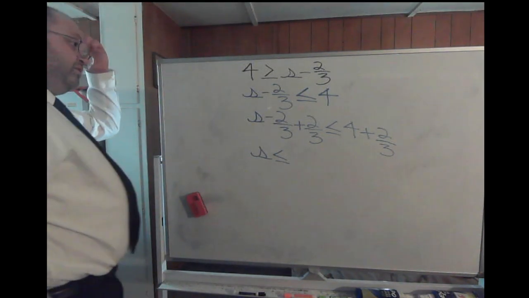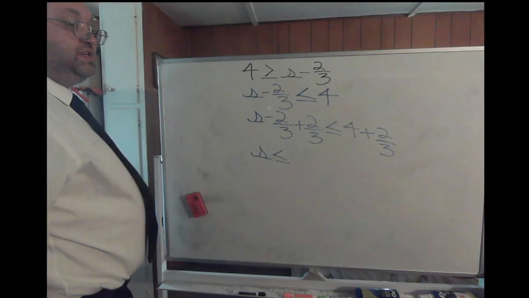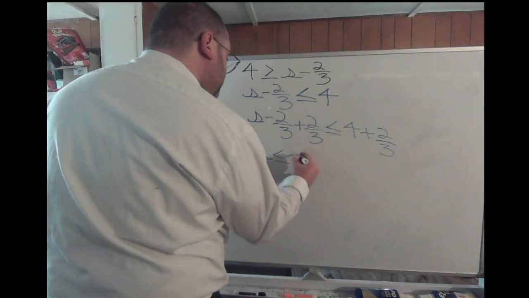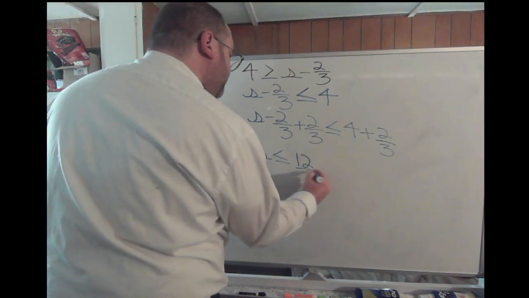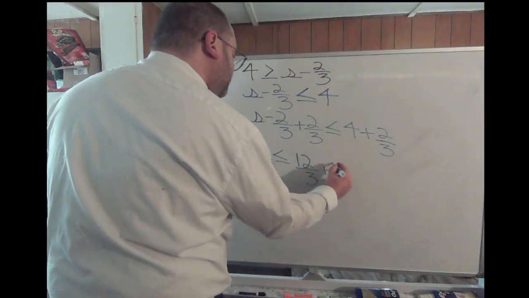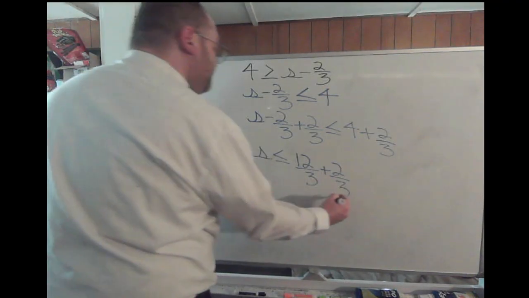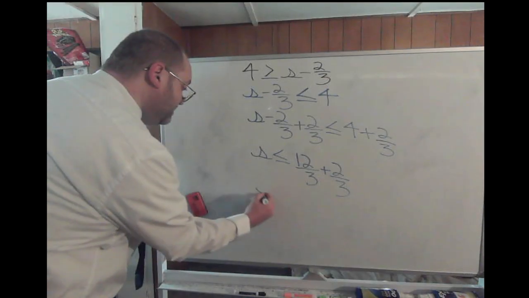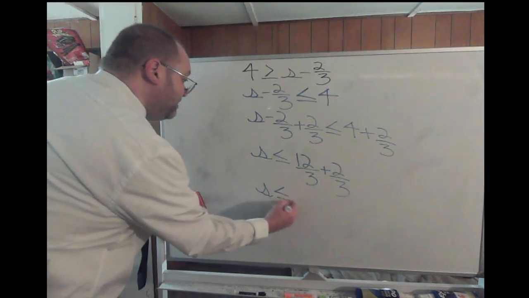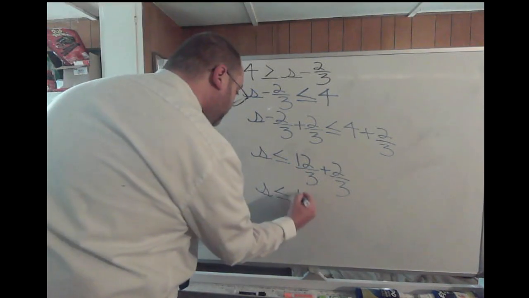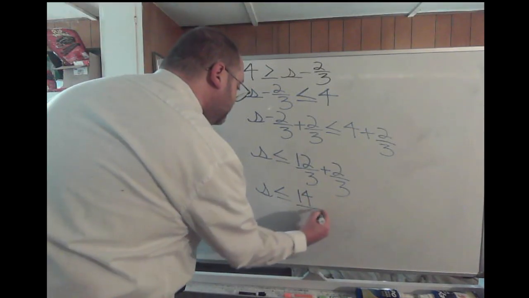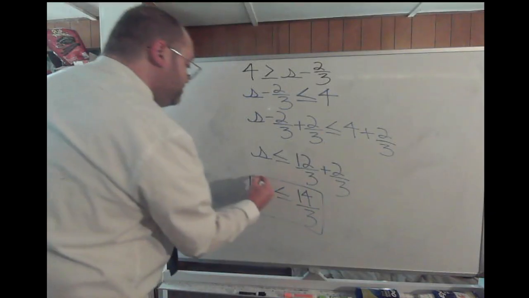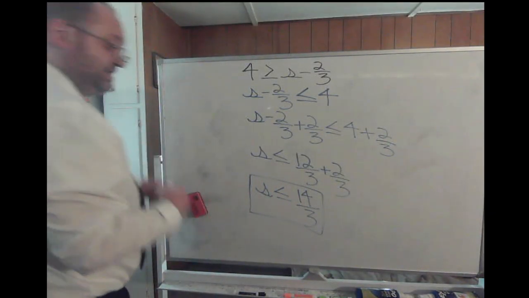How can we make that 4 into a fraction with a denominator of 3? We know 12 divided by 3 is 4, right? So that would be the same as 12/3 plus 2/3. Now you'll get s is less than or equal to 12/3 plus 2/3. That'd be 14/3. And the 14/3 doesn't reduce any further. So s is less than or equal to 14/3. That's the answer we get.